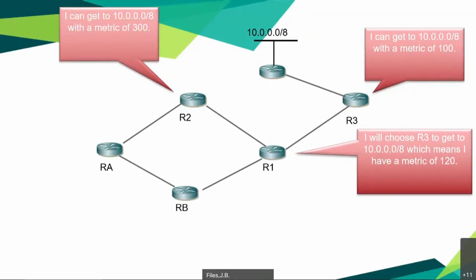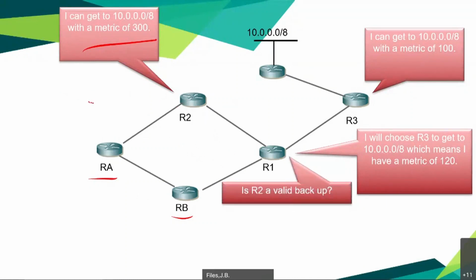All right. Now say we've got this, router A and router B gets added. Okay. Router 2 says I can get to the 10 dot network with a metric of 300. Okay. So the question here is, clearly R2 is going to advertise that it can get there. Is R2 a valid backup for R1? What do you think? Can R1 use R2 as a backup to get to the 10 dot network?